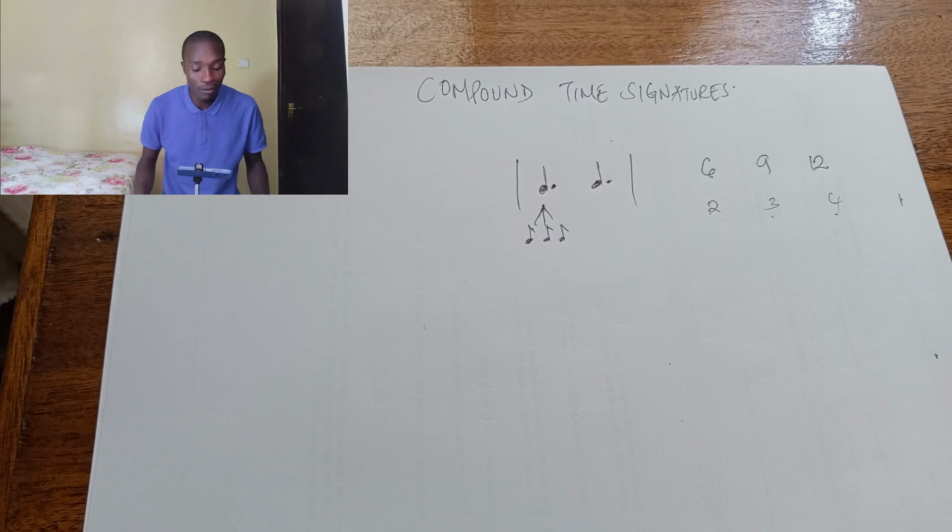So that's going to tell you that each and every time signature can either be in 2s, in 3s, or in 4s. Whether it be simple or it be compound, it can be divided into 2s, into 3s, or into 4s. And it will tell us something about the time signatures. Let's see first of all the examples of the compound time signature.